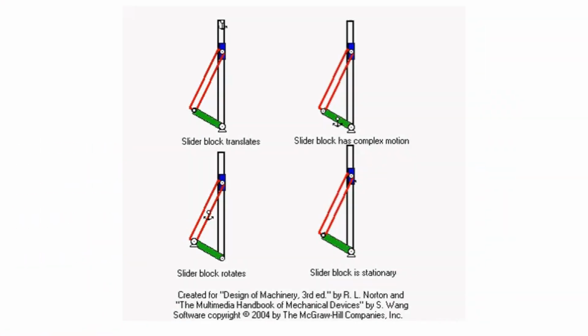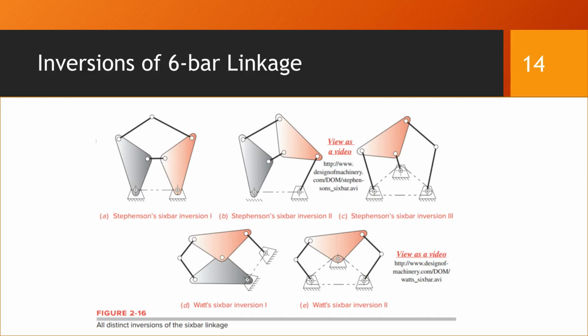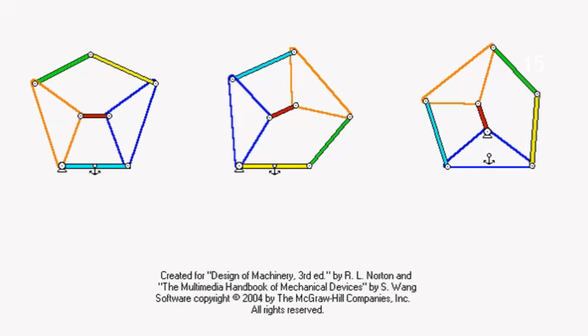This visual comparison demonstrates the different behaviors of the slider crank linkage depending on which link is grounded, ranging from translation to complex motion. More complex systems, like the 6-bar linkage, offer various inversions as well, such as Stephenson's and Watt's linkages, each tailored for specific mechanical applications. These animations show the kinematic variety possible within linkage systems, highlighting how changing the ground link fundamentally alters the output motion.